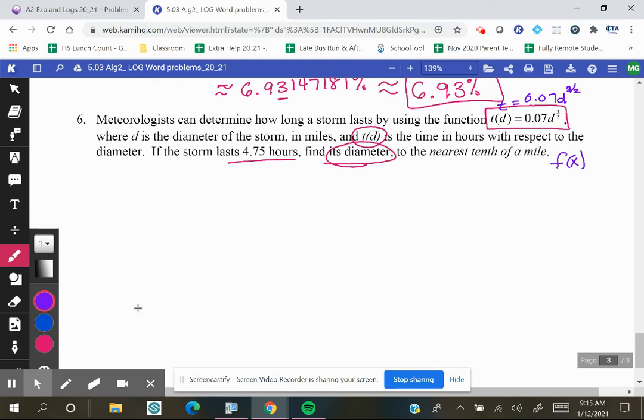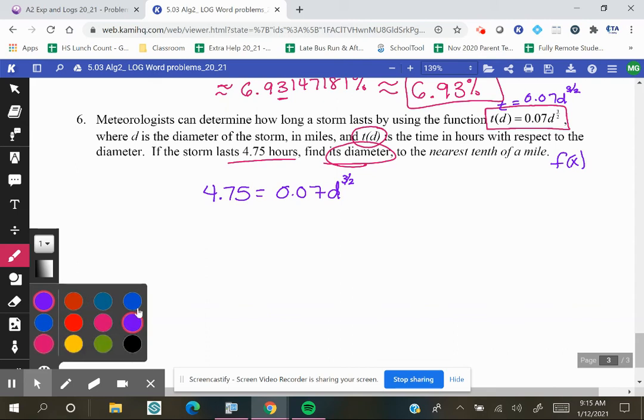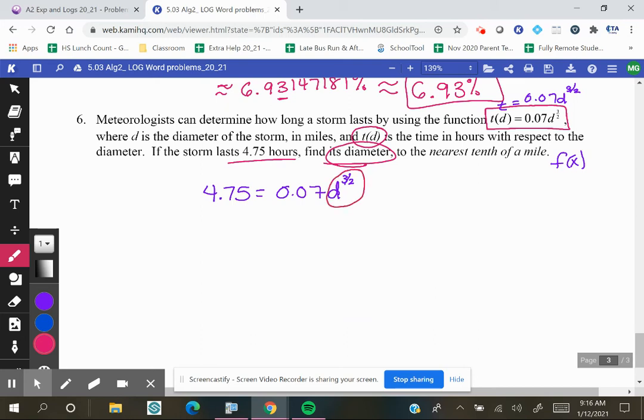All right, so we know the storm lasts 4.75 hours. So that's your T. So that's what we're going to set it equal to. Now here, my variable is not in the exponent like it was before. So we're not using logs or ln's to solve this. Our variable is actually in the base. So this is scenario 2. So we still need to isolate and get that D raised to the 3/2 by itself. So to do that, you're going to divide both sides by your 0.07.